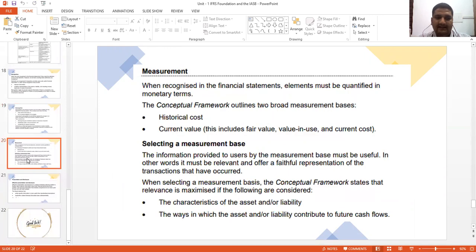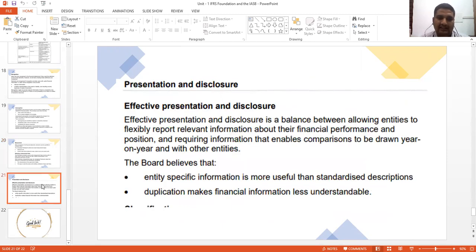While moving to the next slide, the measurement. When recognized, the financial statement elements must be quantified in monetary terms, that is historical cost as well as current value. This includes fair value, value in use, and current cost. In selecting a measurement basis, the information provided to users must be useful. In other words, it must be relevant and offer a faithful representation of the transactions that have occurred. It depends on the characteristics of the asset and the liability, and the ways in which the assets and liabilities contribute to future cash flows.